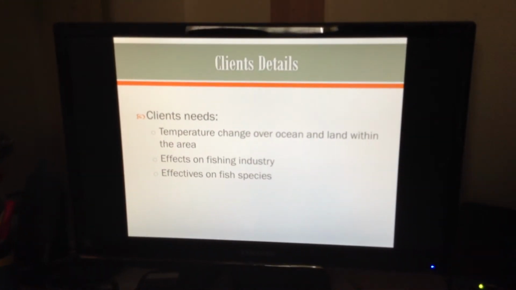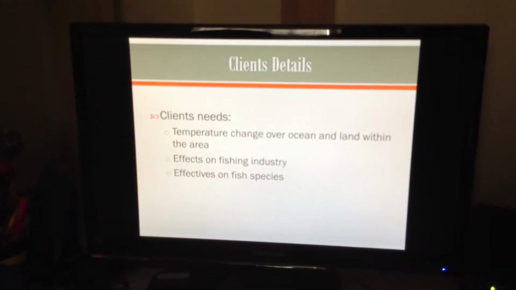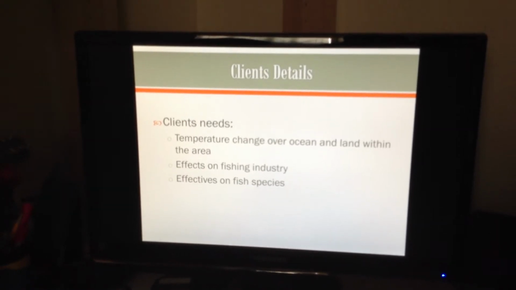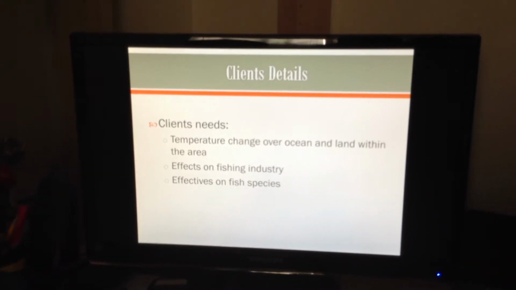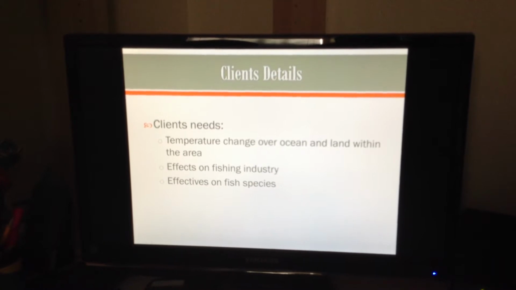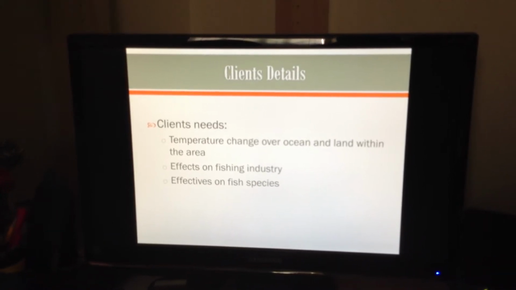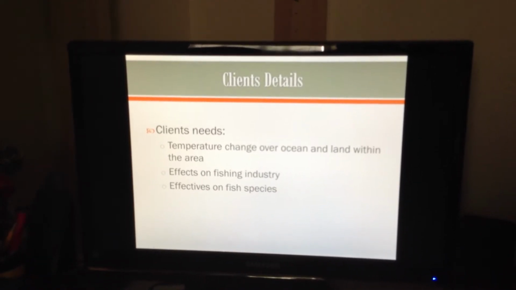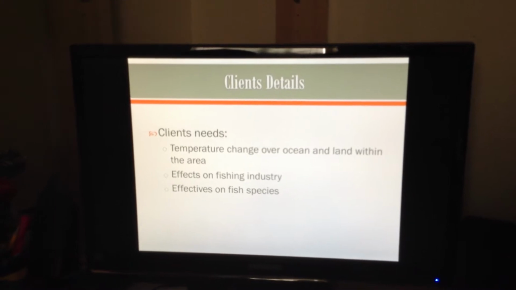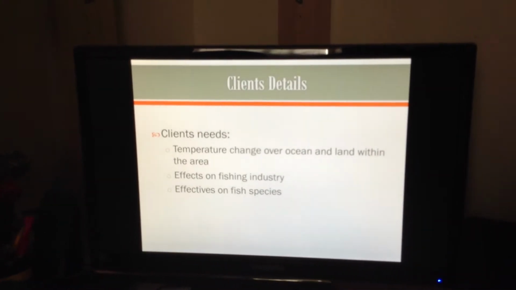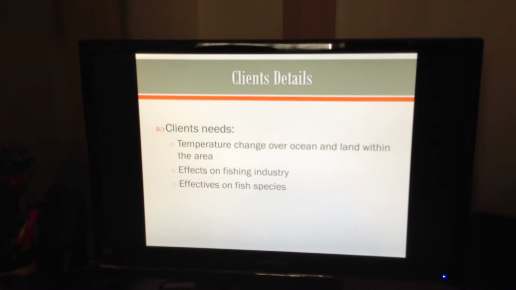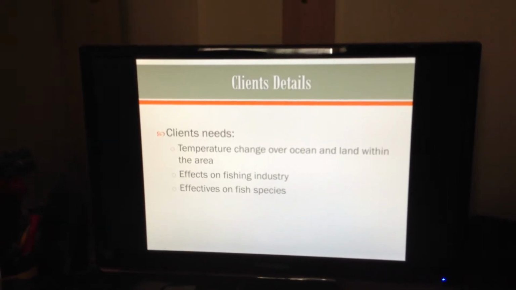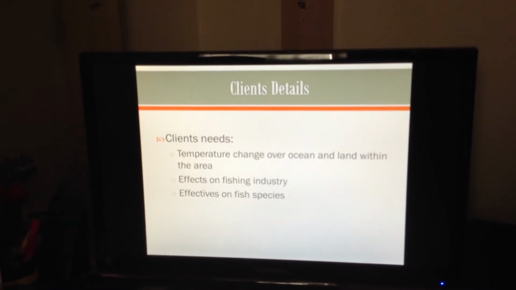So my client gave me some specific details about his area and how climate change could actually affect his fishing industry. What he wanted to know is how temperature change over the land and ocean within his area affects the fishing industry, and what specific species are affected by climate change.